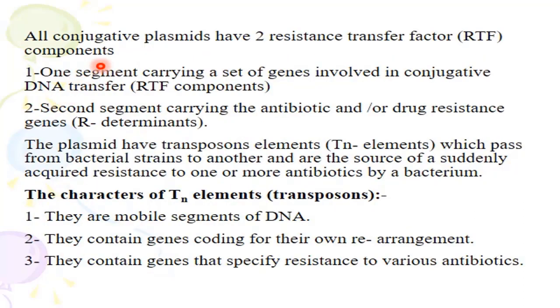Okay. All conjugative plasmids must have 2 characteristics. First, it must contain the RTF, resistance transfer factor, and the other region is called the R factor, R determinants, or R genes. The resistance transfer factor is responsible for the transfer of resistance genes from one bacterium to another. Thus, there is no transfer of genes from one bacterium to another in the absence of the resistance transfer factor.